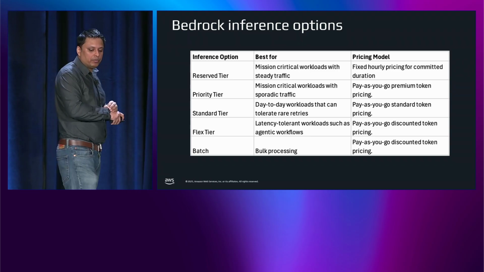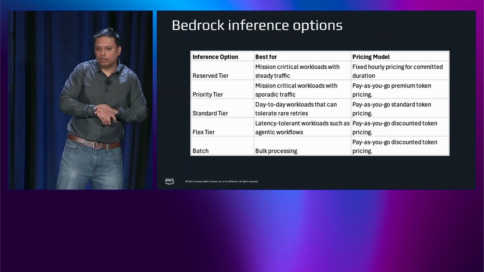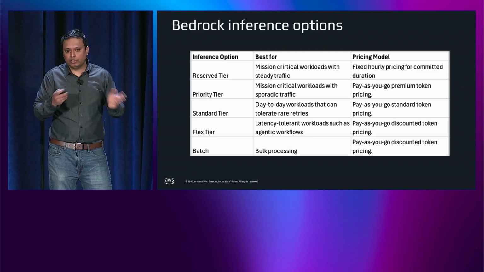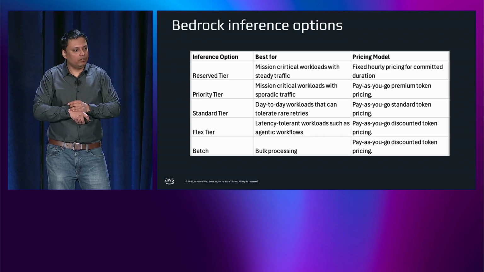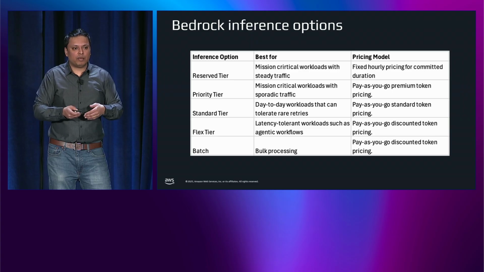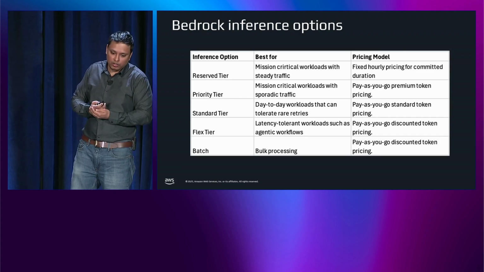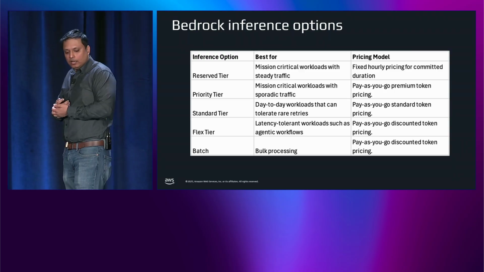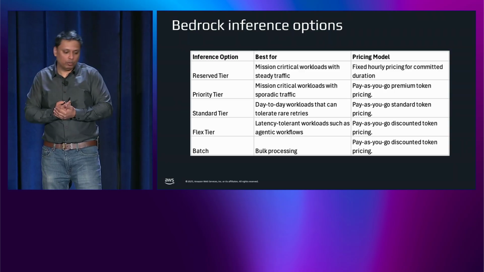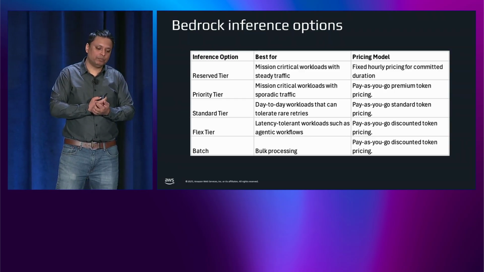So priority tier is for mission-critical workloads with sporadic traffic. We talked about the check deposit use case. There are many use cases like that where it's spiky traffic. It doesn't happen 24/7. It doesn't happen every day of the week. But when it happens, I want to make sure that it gets prioritized, and I'm willing to pay a premium for it. So that's what priority tier is for. It's pay-as-you-go pricing, and you pay a premium per token.